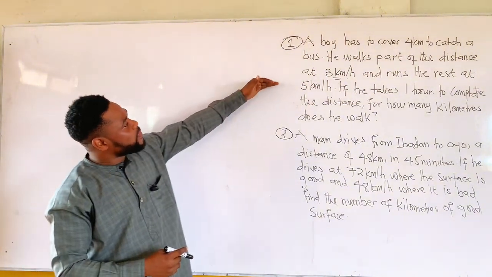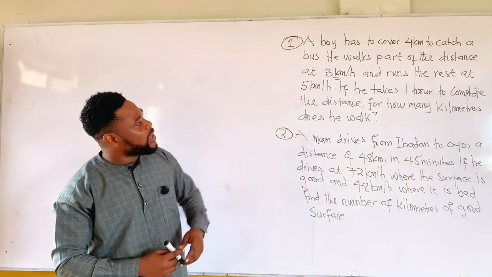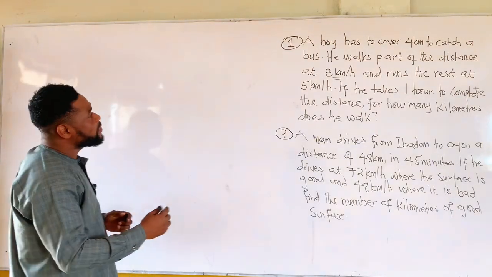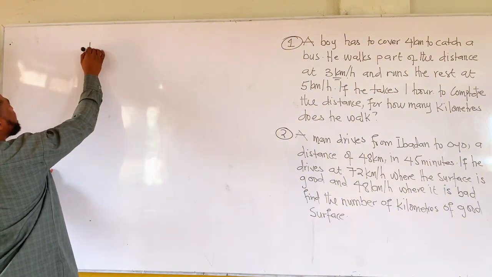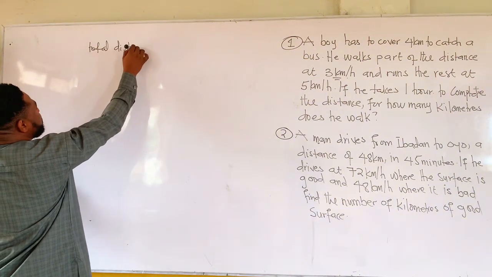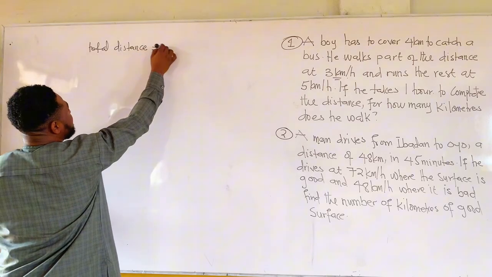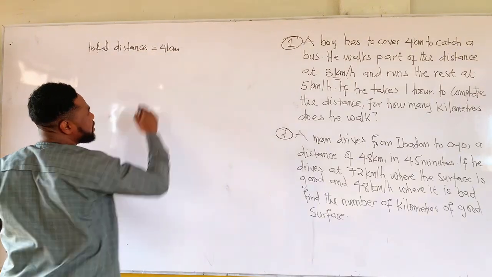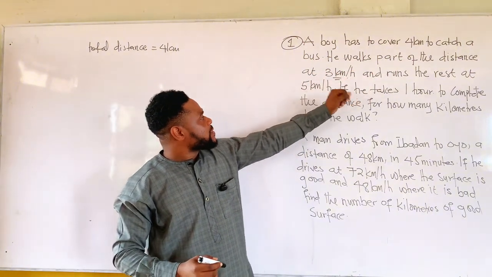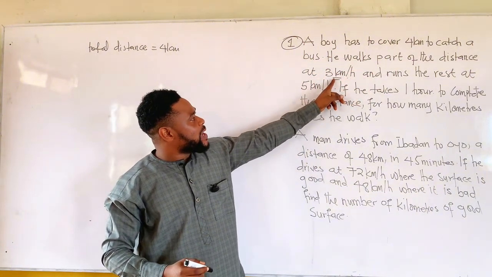Now, from the question, we have been told that a boy has to cover 4 kilometers to catch a bus. So from the question, the total distance is given to us. So we write total distance. All right, so we put our data down. Total distance is 4 kilometers. Nicely. Then we proceed. He walks part of the distance at 3 kilometers per hour.